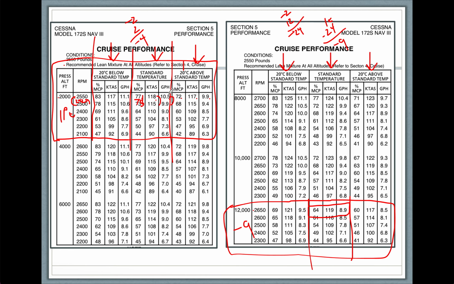So we see the difference here between 2,000 versus 12,000. I'm going faster, 119 versus 118, and I'm burning less fuel to do it, 8.9 versus 10.5. That's because the air is less dense and the airplane has a higher true airspeed even though it's making less power. So higher is often better.